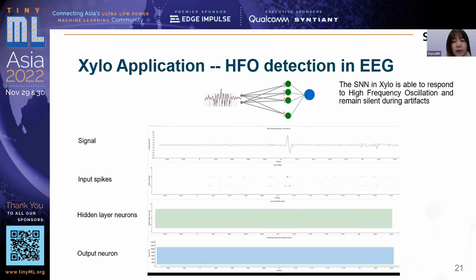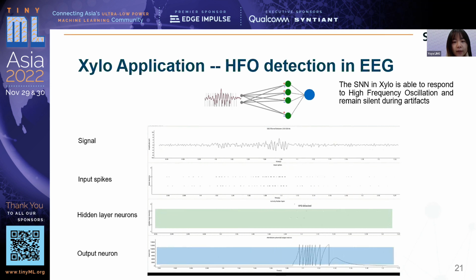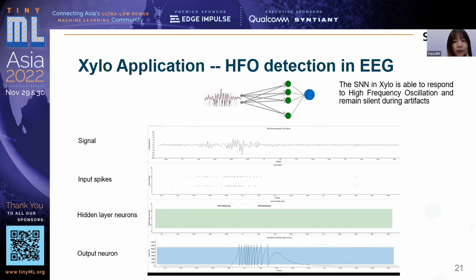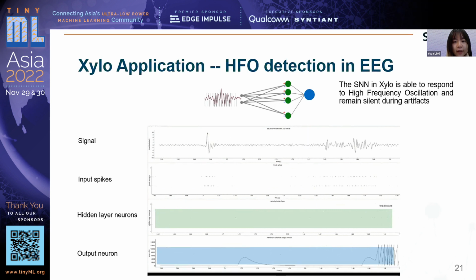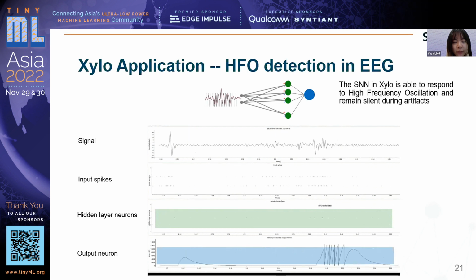So the input signal is a mixture of the artifacts and the EEG signals. And you can see its response in the output neurons. This is an artifact and nothing happens. With HFO, we can see high response in the output neurons. And the blue area shows the values below the threshold. You can see with artifacts, it does not respond because it has low value below the threshold. And with HFO, there's high response in the output neurons.